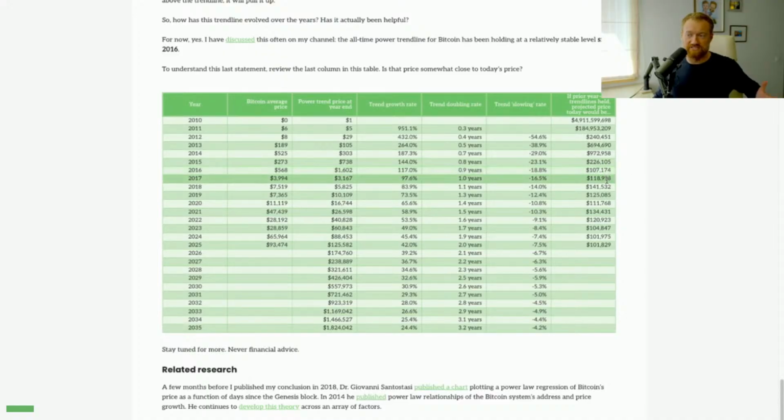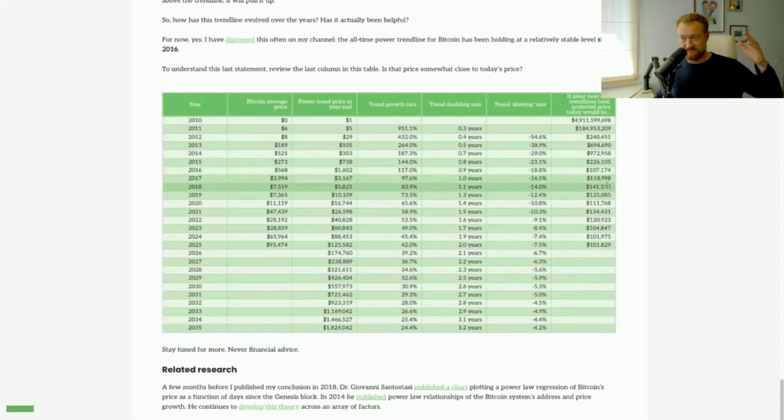If we look through 2017's data, it would be a little bit higher. 2018, as the price is rising, it catches that to 141,000.